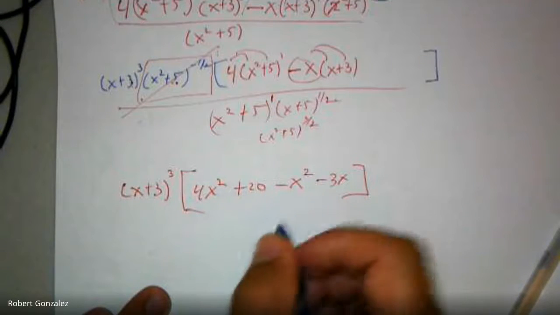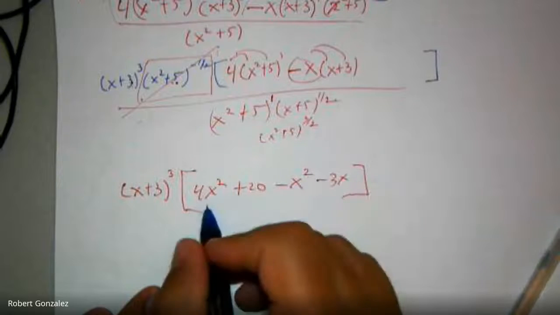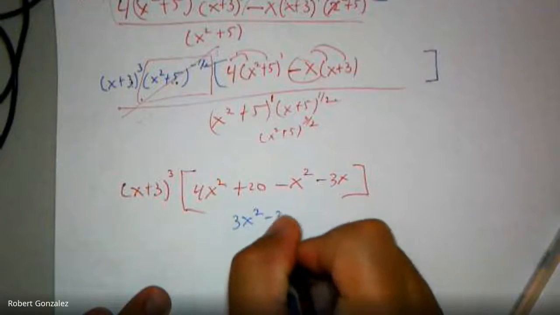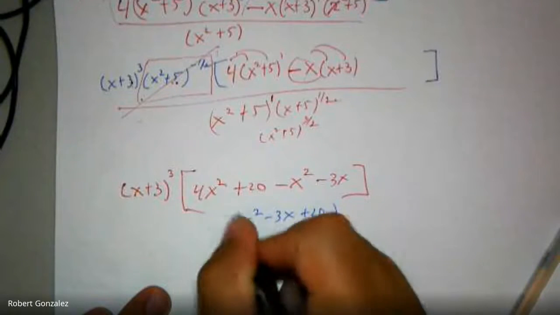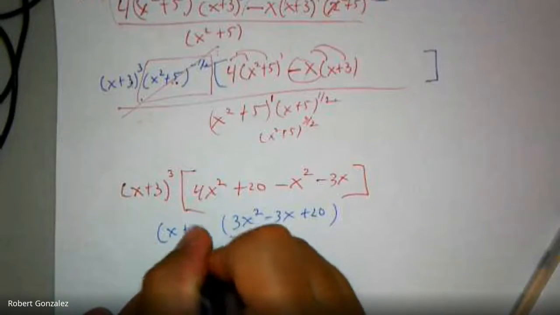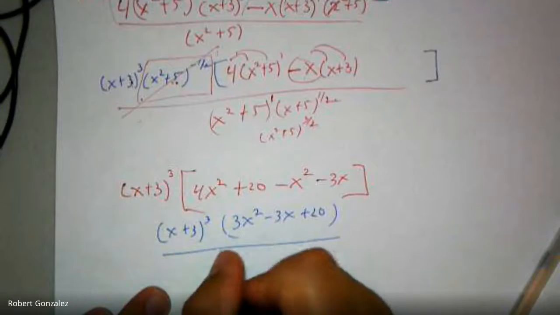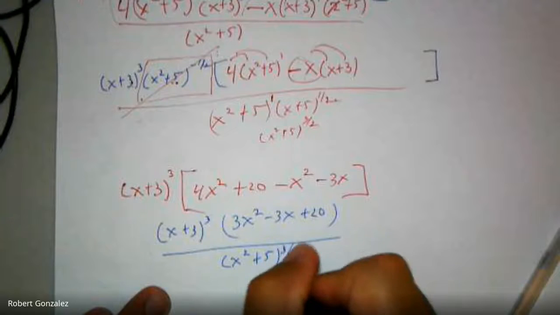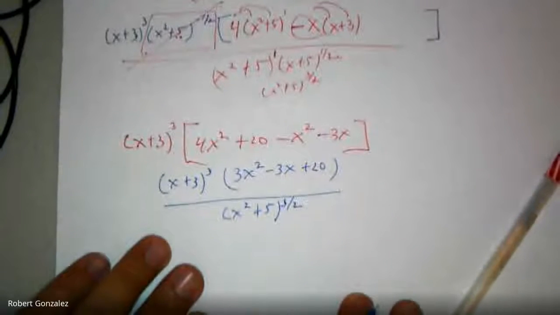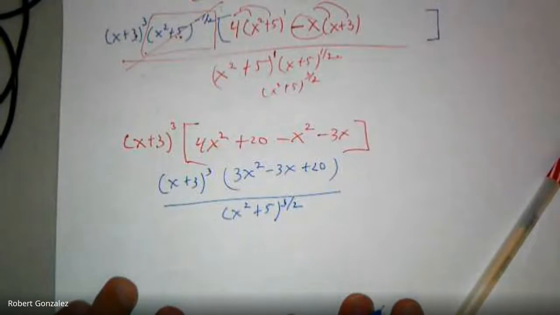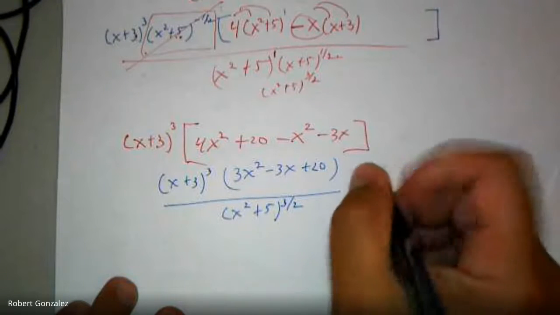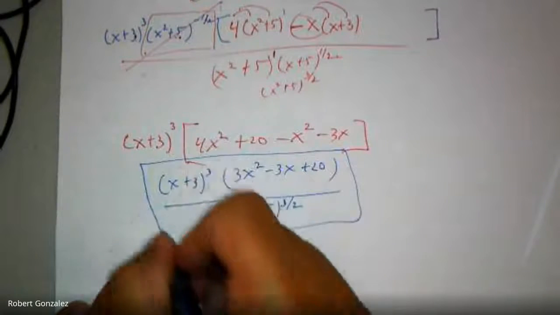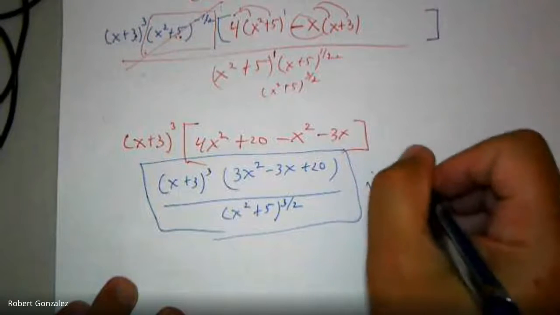So I've got 4x squared minus x squared. I don't like the way this looks, by the way. Just saying it. 3x squared minus 3x plus 20. And I've got x plus 3 cubed. On the bottom, I already look the same as what I'm supposed to look like. Okay. Now let me look at what the problem says. Oh, I'm done. It looks exactly the same. There it is. Check mark, happy face emoji.